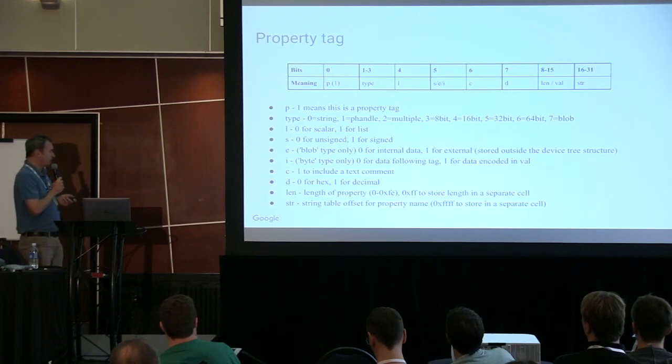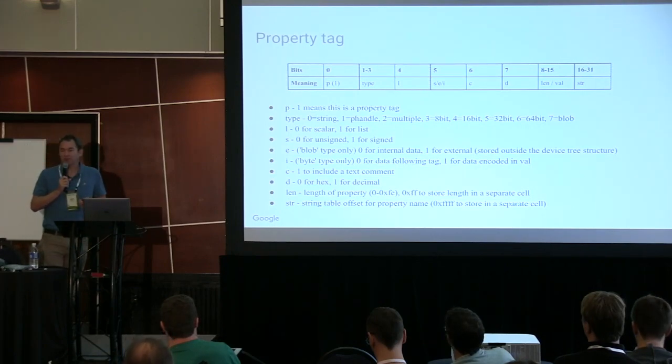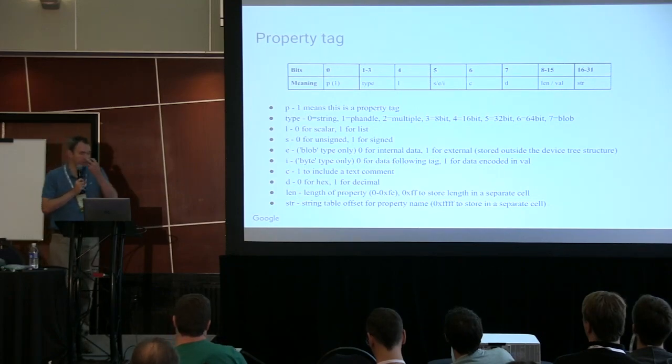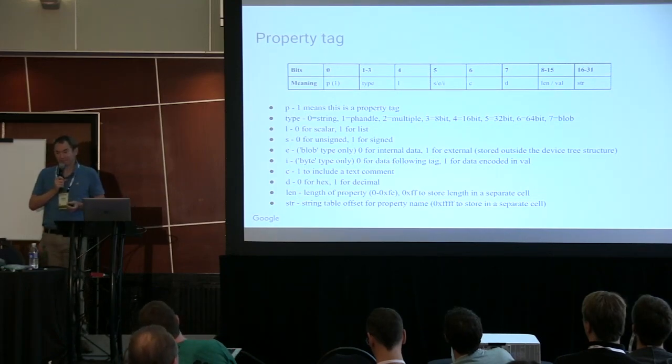I think that if you're trying to get exactly the source that you put in, that would be one way to do it. I don't know how useful that is. Hex and decimal, length of the property, and then the string table. So these are these big fields over here. Basically, with that single cell, you can encode all the metadata for a property. So is it crazy enough yet?